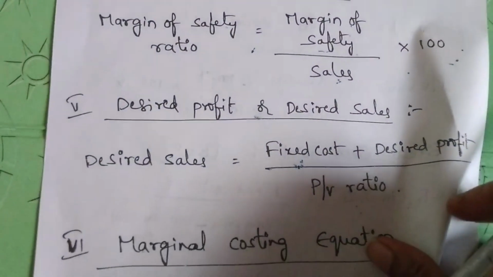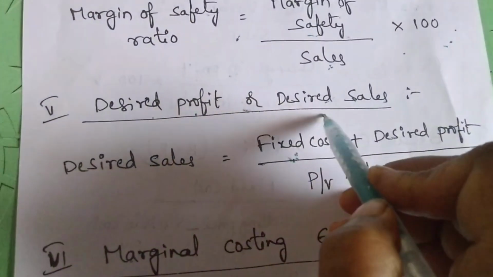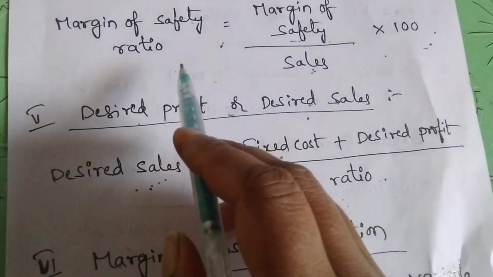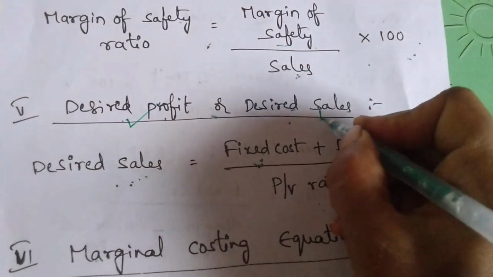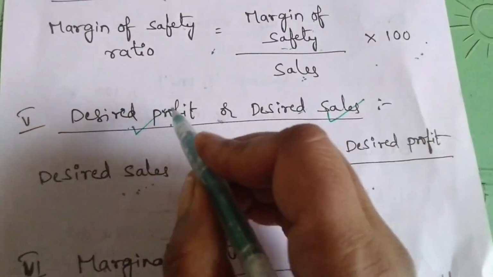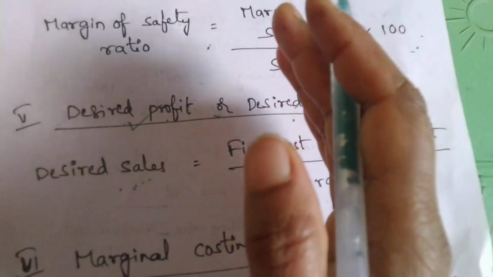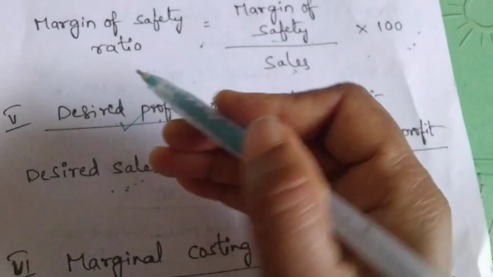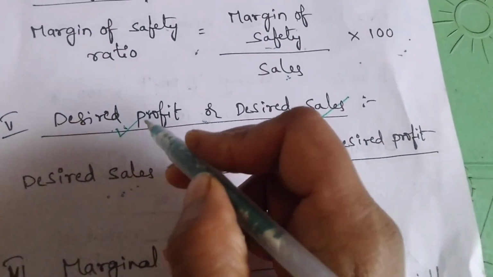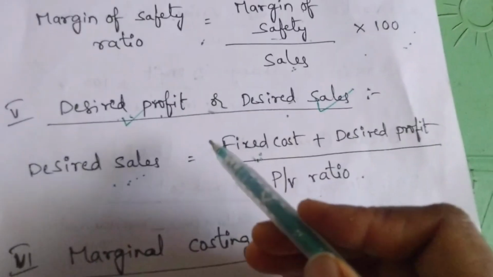Next, come to desired profit or desired sales. If you want to find out desired profit or desired sales, we have only one formula, and the same formula will be used for finding out desired profit as well as desired sales. So what are desired profit and desired sales? First come to desired profit. Suppose you want to sell 1 lakh of goods, then what will be the profit that we are going to get? That should be estimated beforehand, and that will be called desired profit.